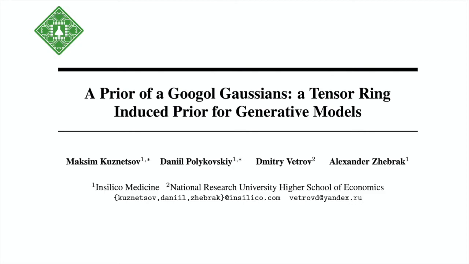This video will introduce you to our paper called A Prior of a Googol Gaussians, a tensor ring-induced prior for generative models. In this paper, we construct a flexible plug-and-play prior for generative models, such as variational autoencoders or generative adversarial networks. With a proposed prior distribution, we can train a conditional generation model on partially labeled data and sample from it, specifying only some properties.